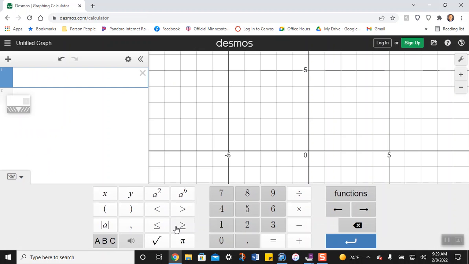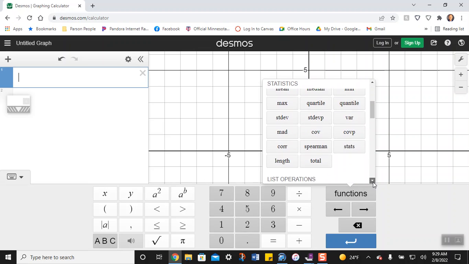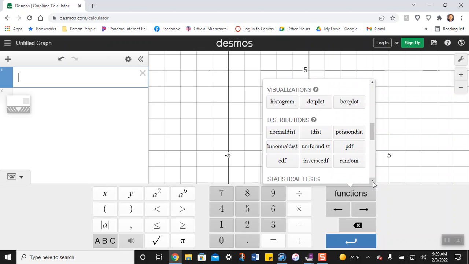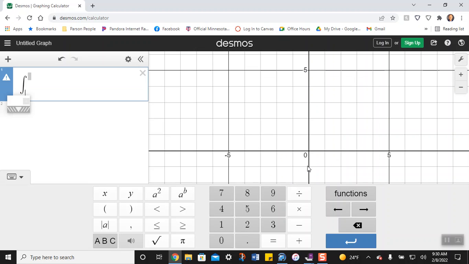Check this out right here. In Desmos, you see this functions button right here? If you click the functions button, there's this little class called calculus right there. You see that little calculus thingy? You see that little integration symbol? You can actually throw that little guy right in there. And guess what? It's going to ask you for an upper limit and lower. Exactly.